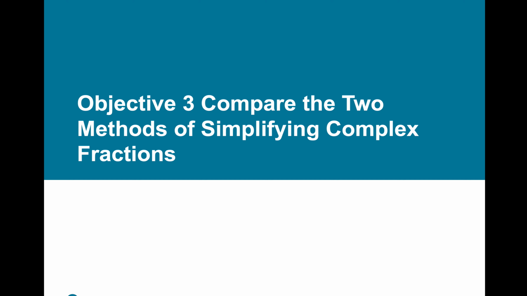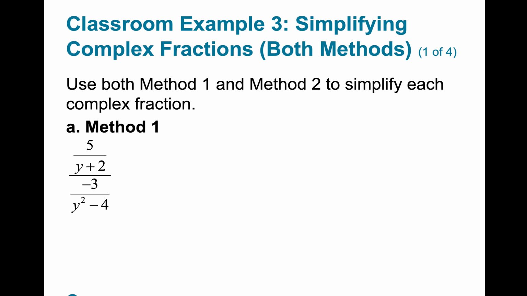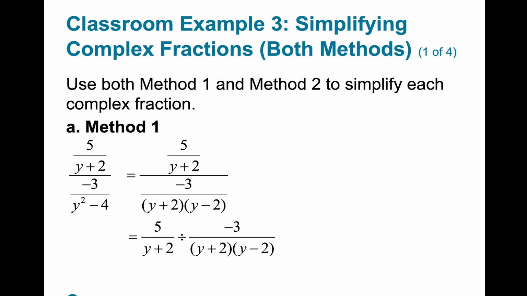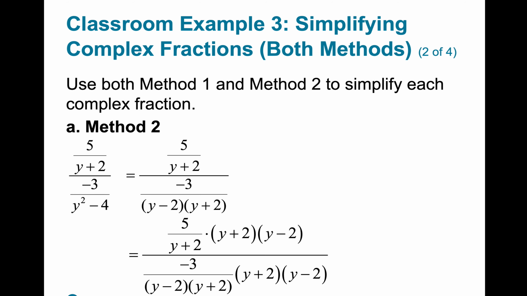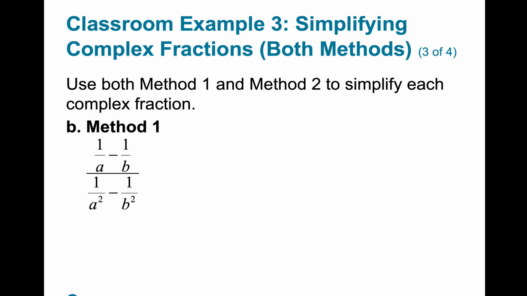So now let's compare the two methods. I'm only going to compare method 1. So method 1 is where I rewrite this as a numerator and a denominator fraction. I'm going to write the division. I'm going to flip it, cancel, simplify. Okay? Not showing you method 2. We want you to only follow method 1.